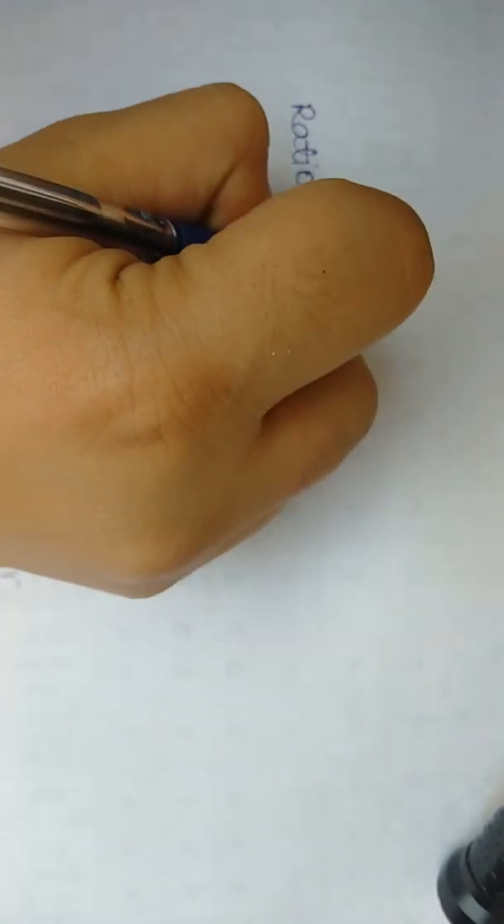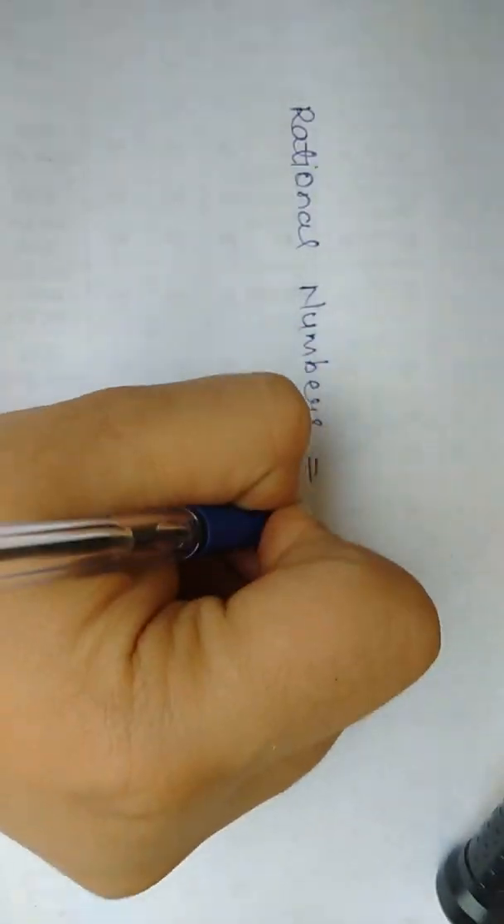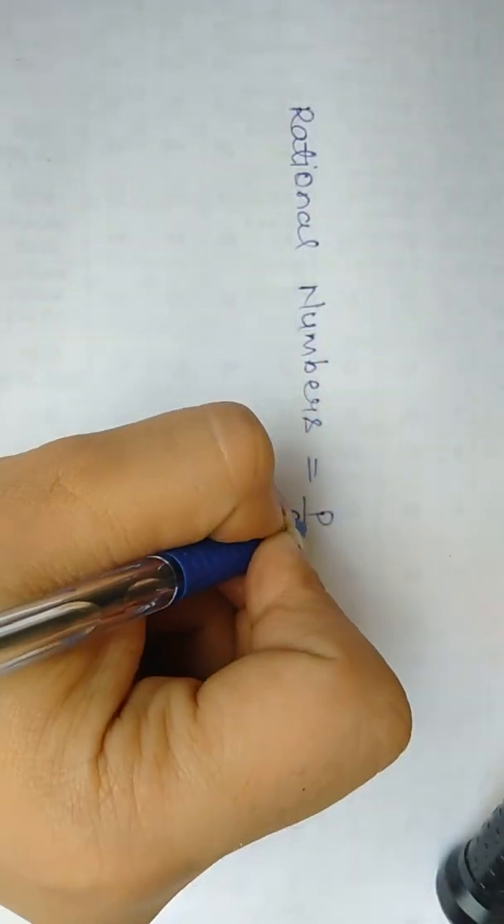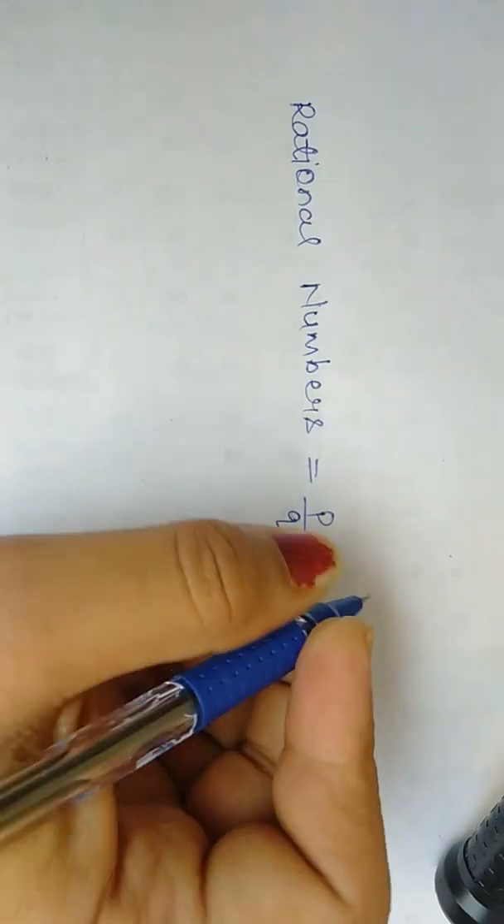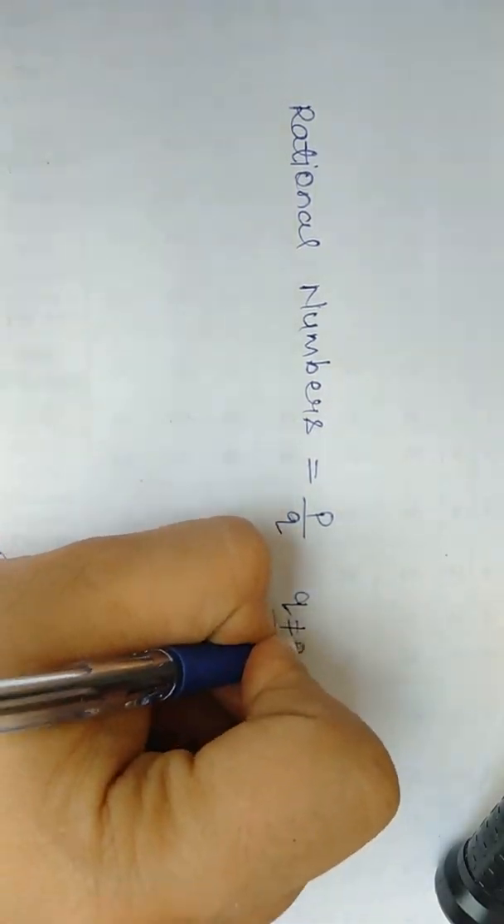Good morning everyone. We were studying about the number system. We have already done the classification. We have already studied about the rational numbers. Rational numbers are those which are equivalent to p upon q, where p and q are integers and q should not be equal to 0.